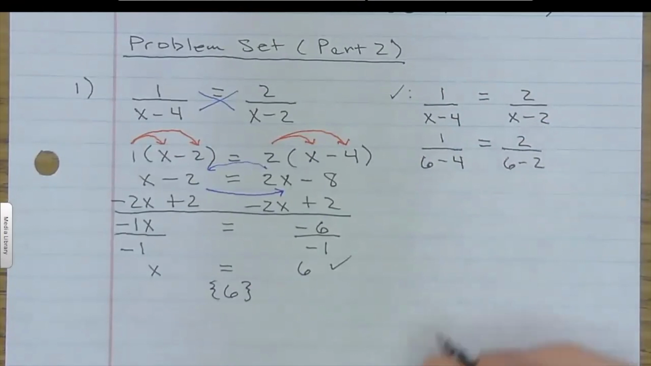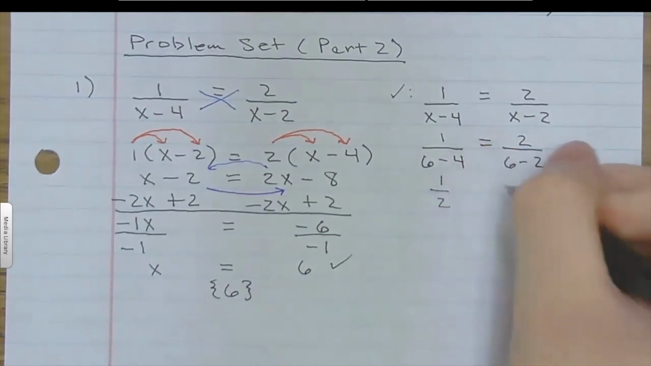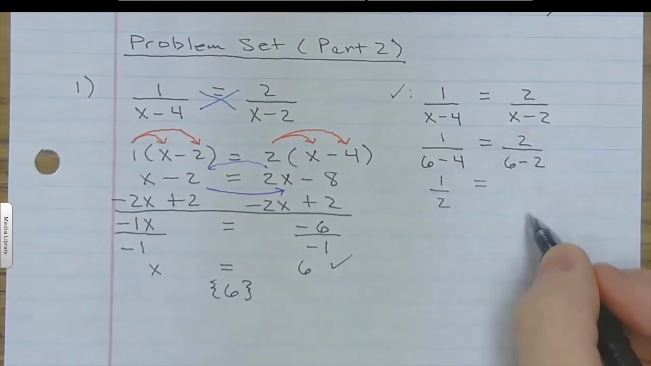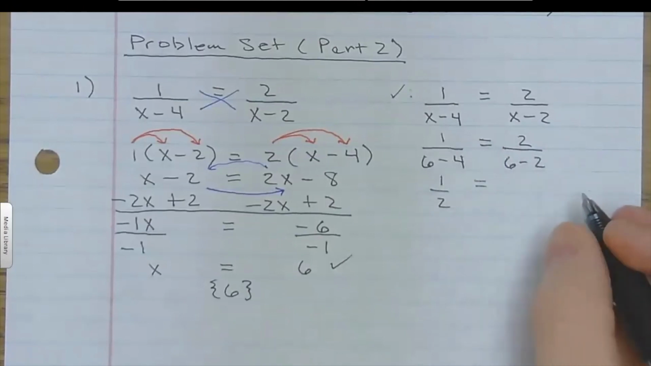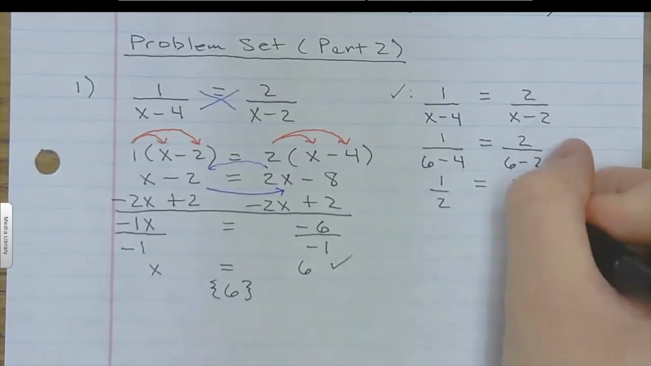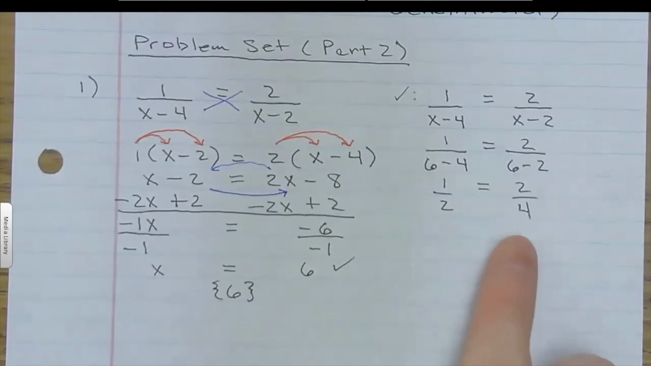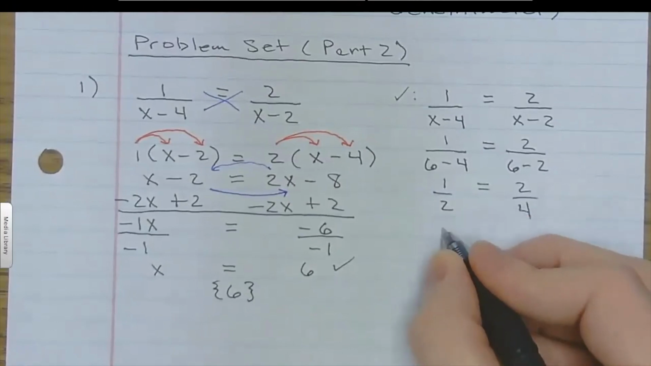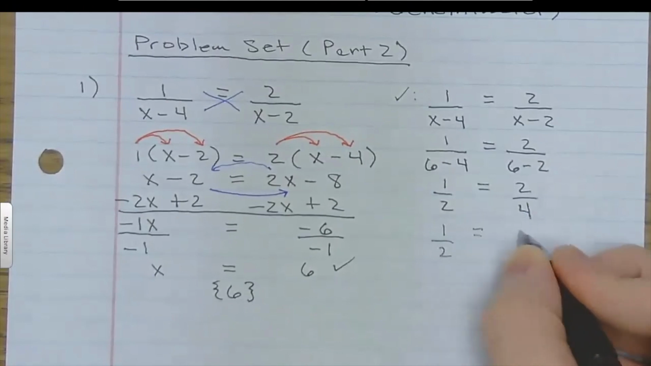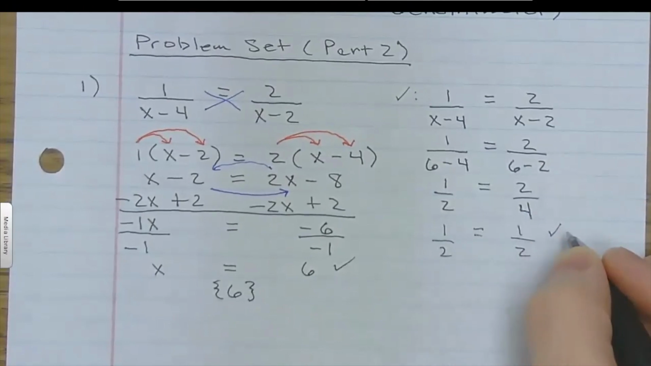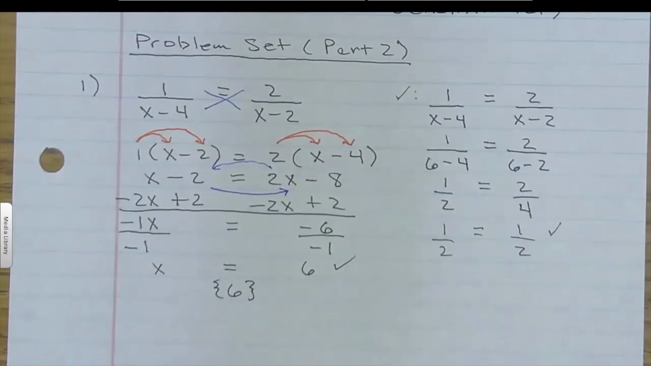6 minus 4 is 2. So this is really 1/2. Over here, I should also get 1/2. I know that 6 minus 2 at the bottom is going to give me 4. So this is 2 over 4. And then the last thing I'm going to do is simplify that 2 over 4, dividing by 2 on the top and bottom. I get 1/2 is 1/2. I get a true statement, not a false statement, right? Because 1/2 really is equal to 1/2, right? Yeah. So that's a true statement. That means that my answer 6 actually works. So I'm going to be keeping this in my solution set.